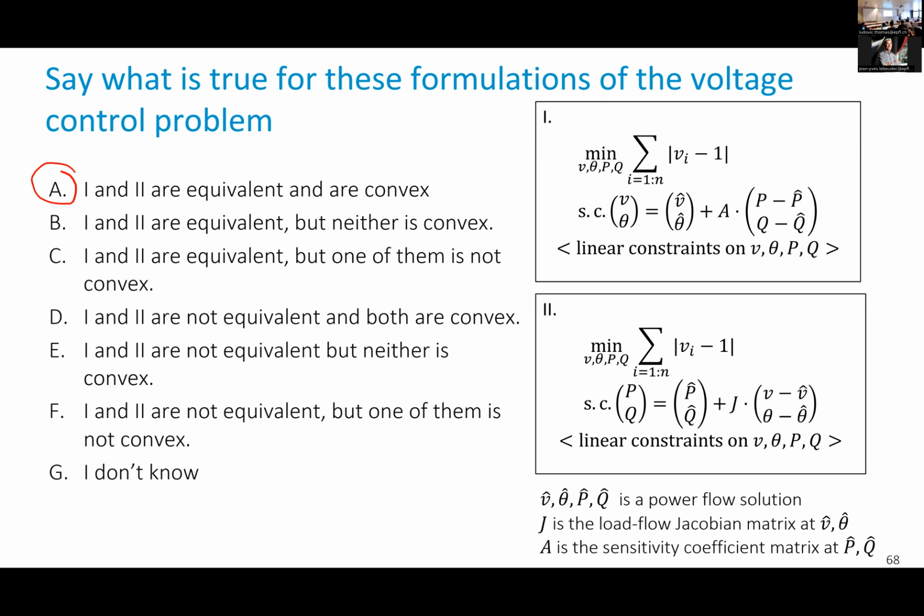Voilà, time for a little break. After the break, I'm a bit late, so we resume at 11:30, and we will discuss the locational marginal prices.